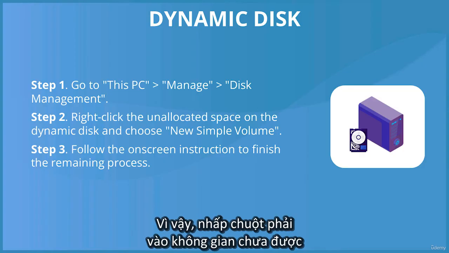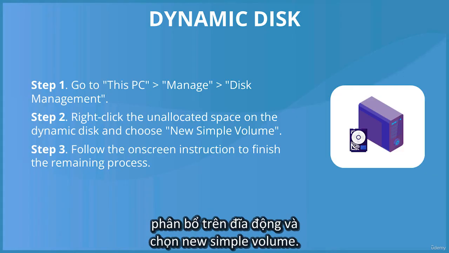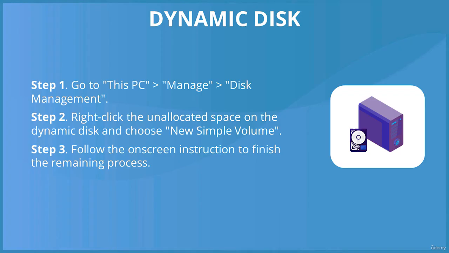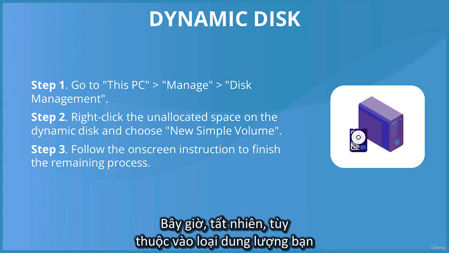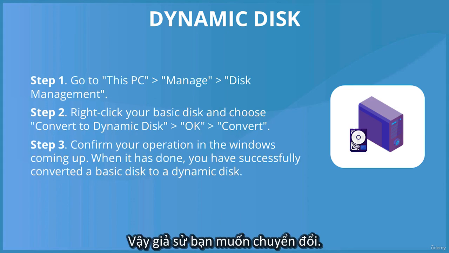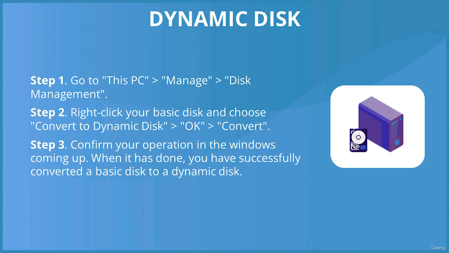Right-click the unallocated space on the dynamic disk and choose New Simple Volume. Then follow the on-screen instructions to finish the remaining process. Now, of course, depending on the type of volume you want to create, the way to create a new volume is slightly different. So let's say that you want to convert to a dynamic disk.